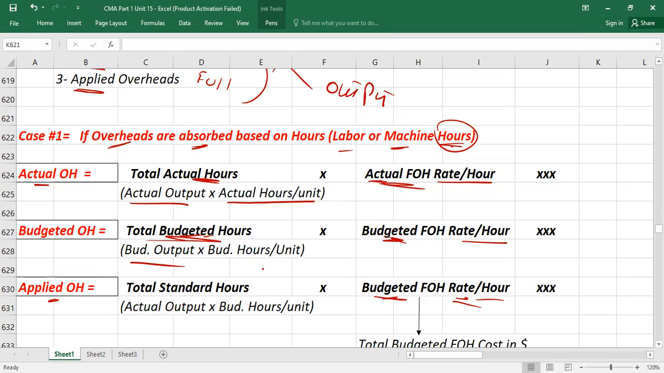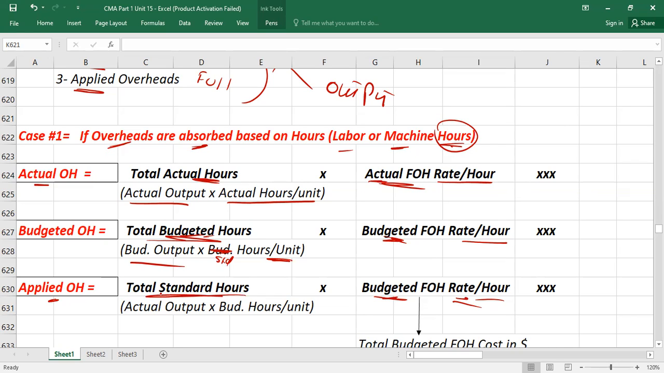We'll use budgeted output into what? Budgeted hours. This budgeted hours per unit is in per unit terms. It could be given with the name of standard hours per unit also. It is the same. It could be budgeted hour or standard hour. It's the same thing.